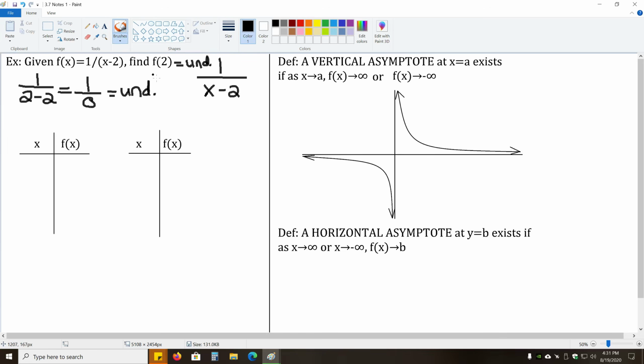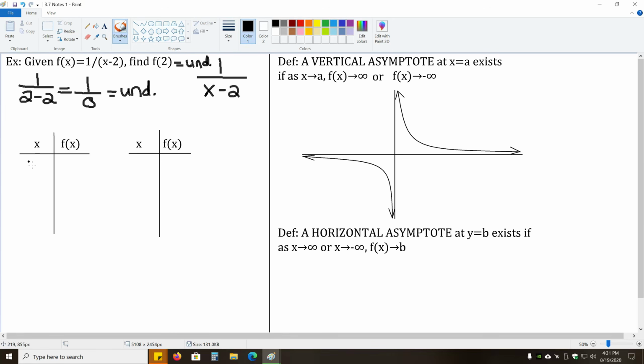But we really want to define what exactly this is. We don't want to just keep saying undefined, because there really has to be something happening here if we were to look at the graph. So what we're going to do is talk about what happens when we approach this value of 2. What happens when we get really close to 2 on the left and really close to 2 on the right? What will the graph look like?